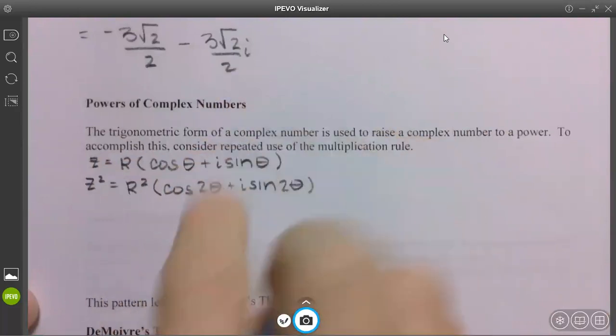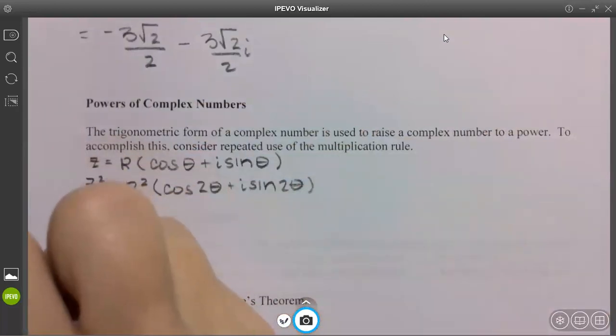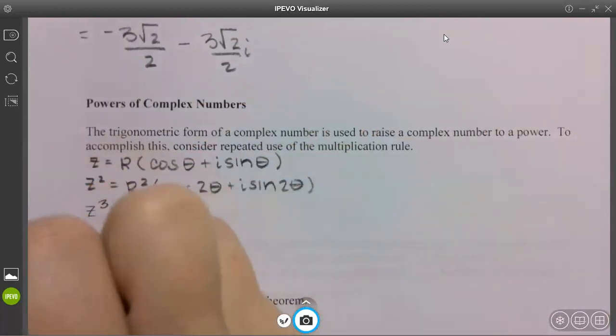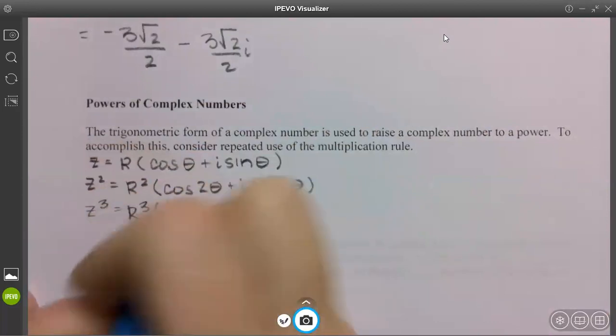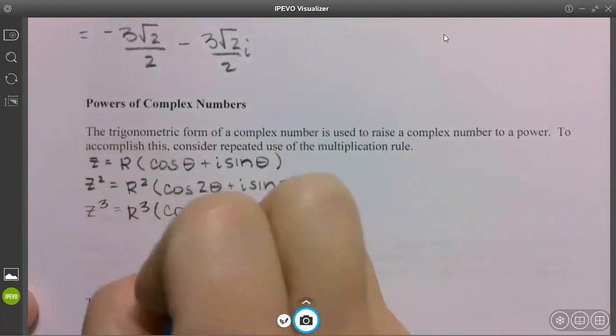They did some work in your book to get here. I'm just going to give it to you to save a little bit of time. Z cubed would be r cubed, and then you would just change it to cosine 3 theta.